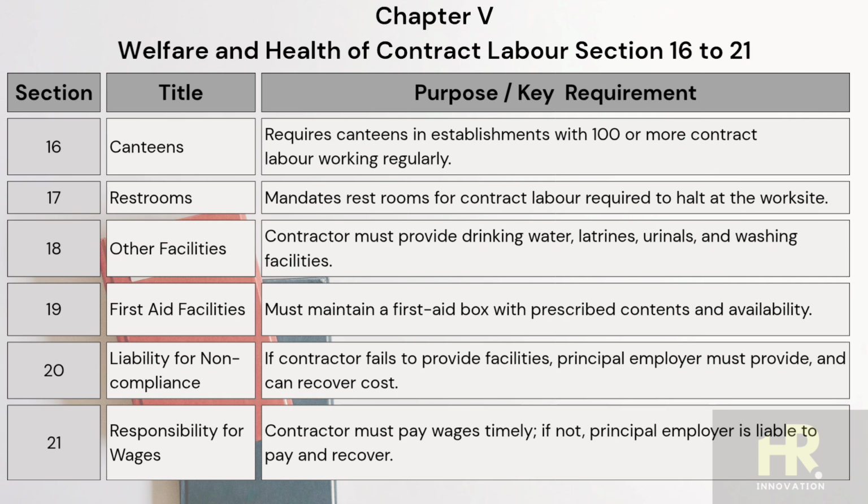Quick summary: canteens if 100 or more workers. Restrooms for overnight workers. Water, toilets, washing or first aid mandatory. Principal employer is backup if contractor fails. Wages must be paid on time.